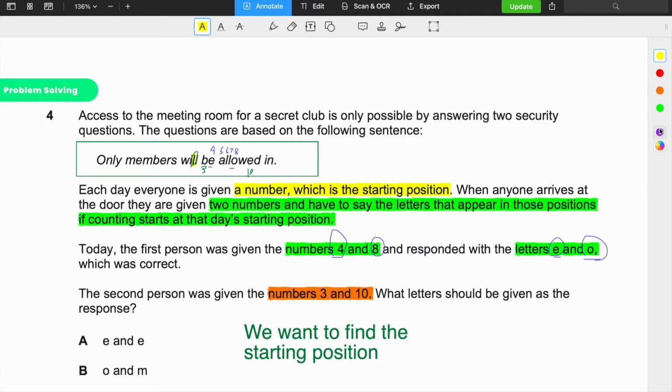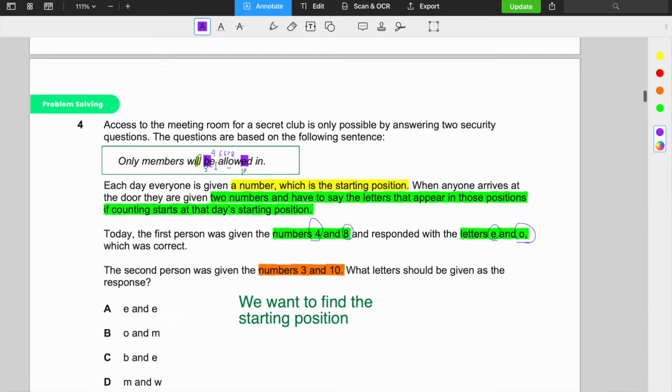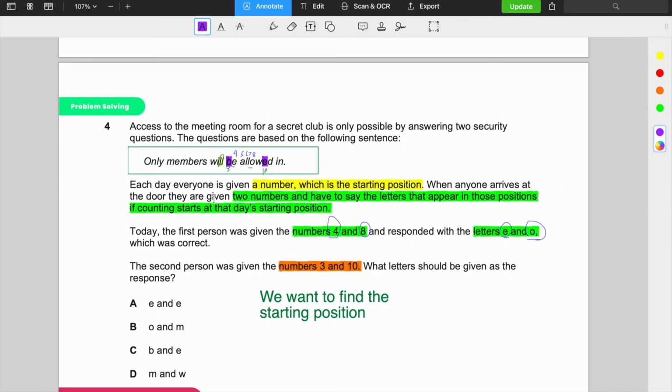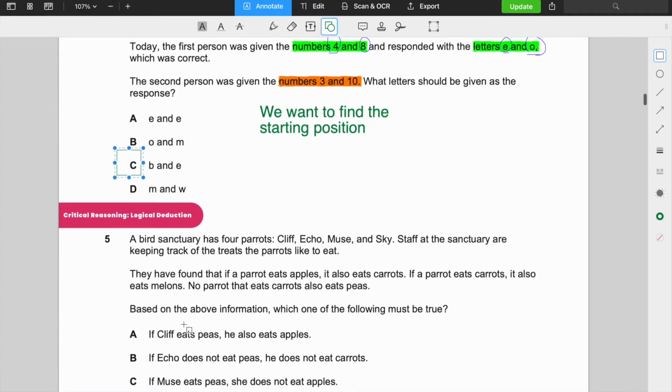So let me just highlight for you guys. This is position 3, and this is position 10, right, from the starting position. So the answer is going to be option C, B, and E. Alright, moving on to question 5.